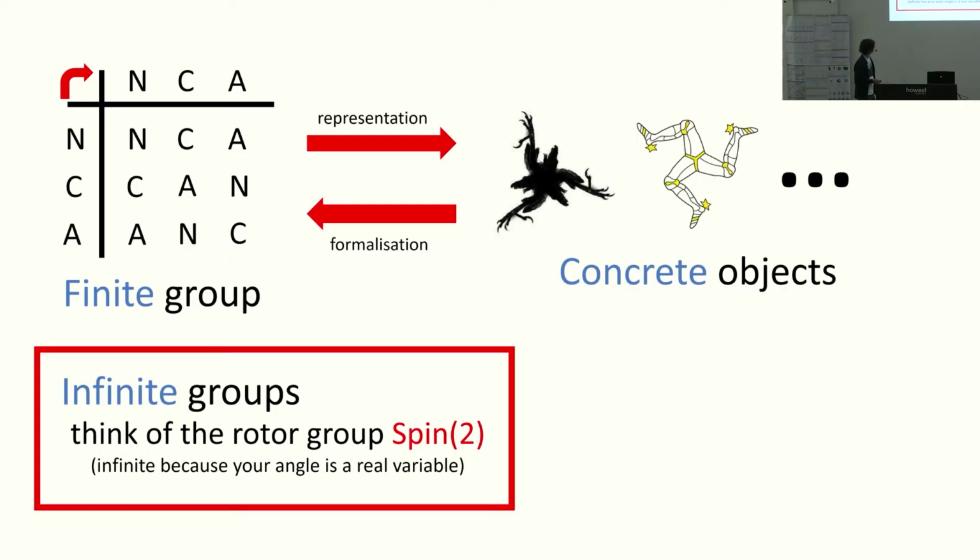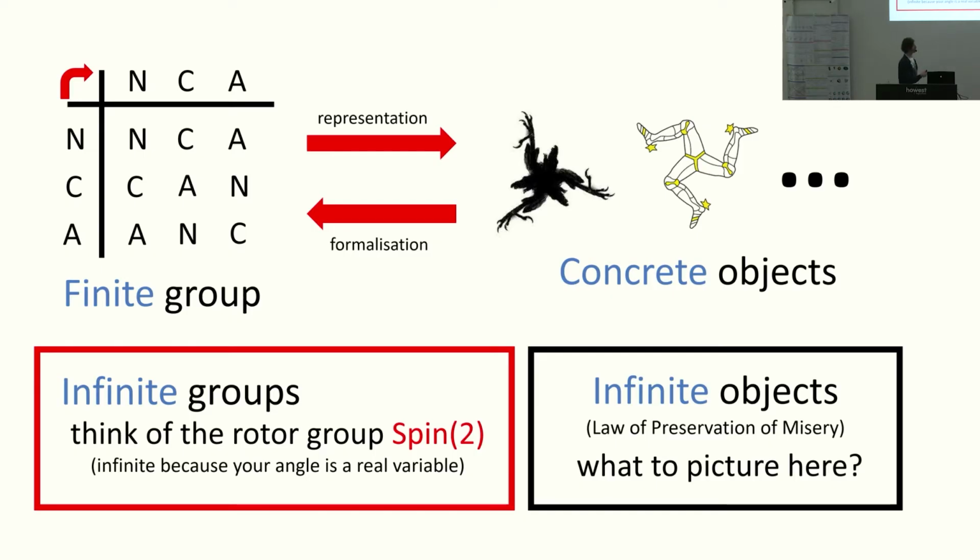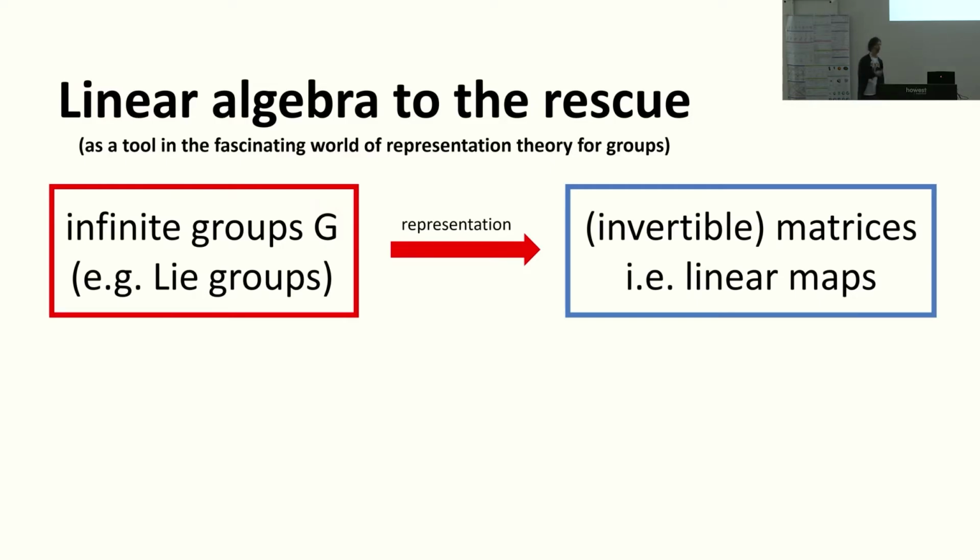That's the good news. Now, the bad news is that there's such a thing as the law of preservation of misery. So if you're dealing with infinite groups, then the objects, the pictures that I would like to have, also will be infinite. And the question becomes, what to picture there? Well, I know that this is a GA conference, so thou shalt not mention matrices in vain, but still matrices are very useful here. Matrices, essentially the language of linear algebra, which I would say is easy. Eat that, Morpheus. Matrices are easy. Matrices, that's exactly what you need as a tool in the world of representation theory for groups.